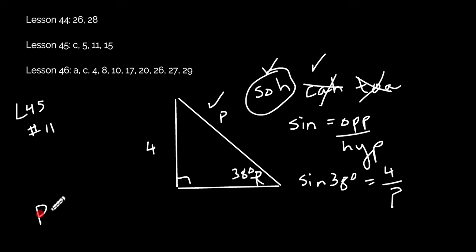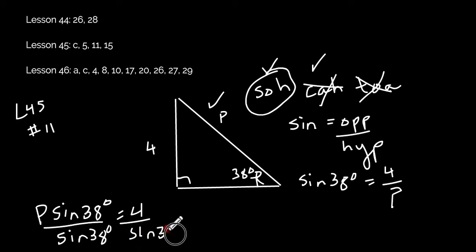Then we solve it. We're going to cross multiply: P times sine of 38 degrees equals 4. Divide both sides by the sine of 38 degrees. We just simply place this in our calculator. We're going to round it to 2 places, so we're going to do the approximate symbol.